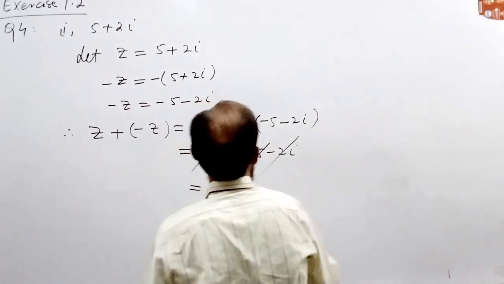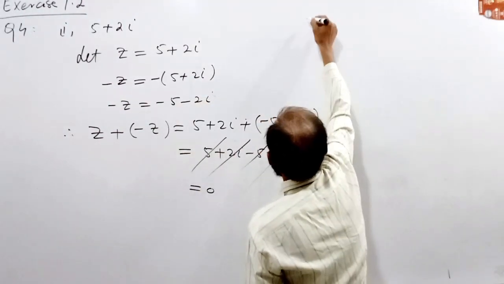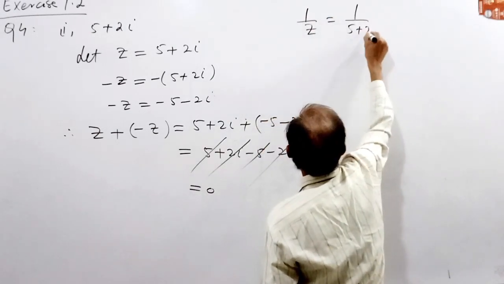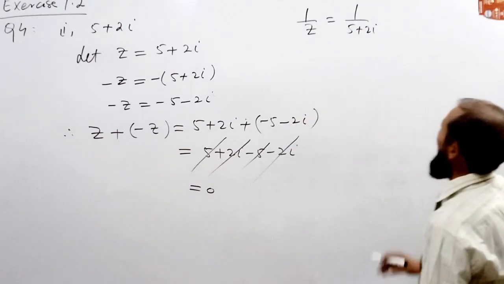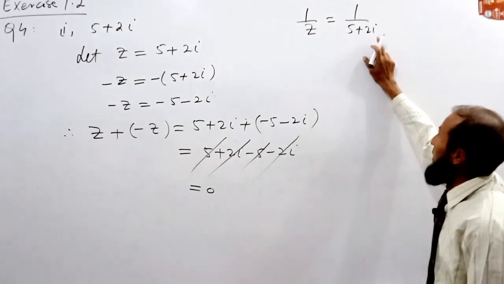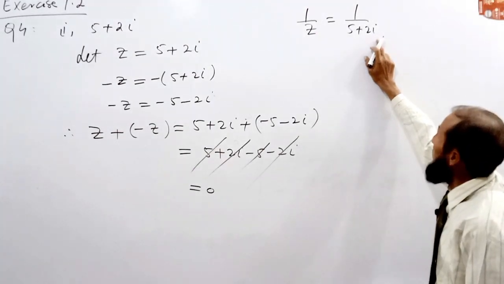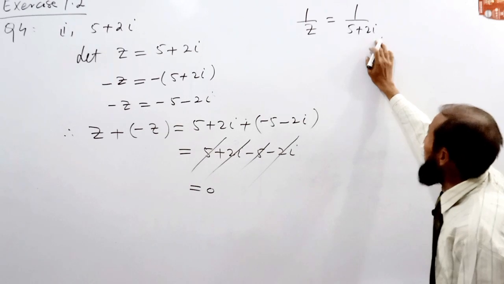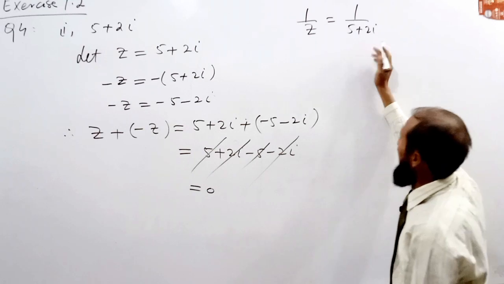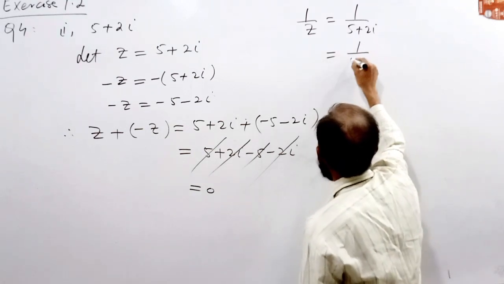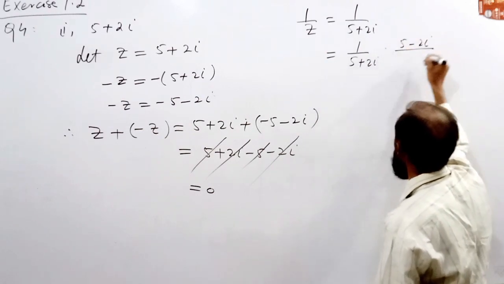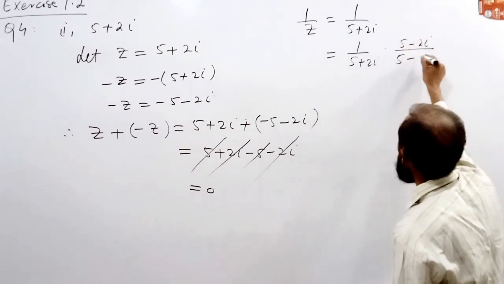Now we find the multiplicative inverse: 1 by z is equal to 1 by 5 plus 2 iota. Now here in the denominator iota is a problem, so first of all we try to remove this iota. It means that we take the conjugate of this number and multiply and divide by it. Now 5 plus 2 iota, it means that 5 minus 2 iota is the conjugate, multiply and also divide.